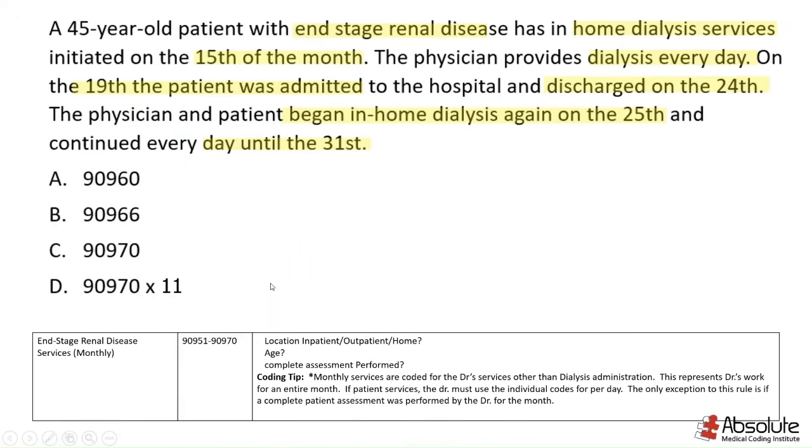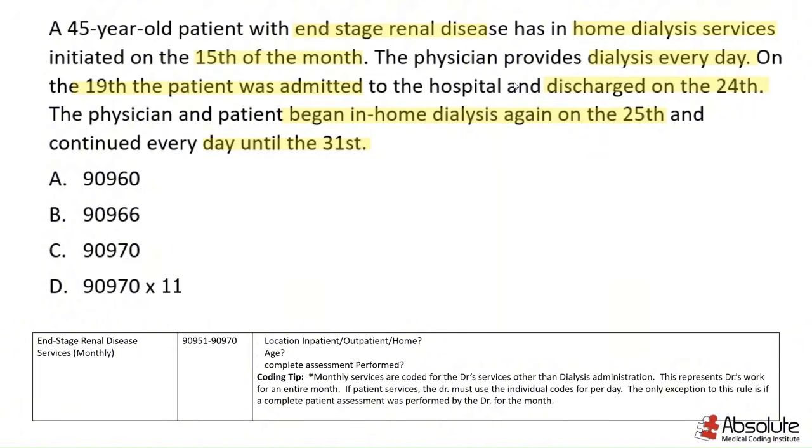Okay. So let's quickly review the guidelines for end-stage renal disease service. Monthly CPT codes range between 90951 to 90970. You have to look for the location of the patient, whether it's inpatient dialysis, outpatient dialysis, or a home dialysis service provided. In our case, it's home dialysis services that are performed. Next, look at the age of the patient. We have a 45-year-old patient. And last, whether a complete assessment is performed or not.